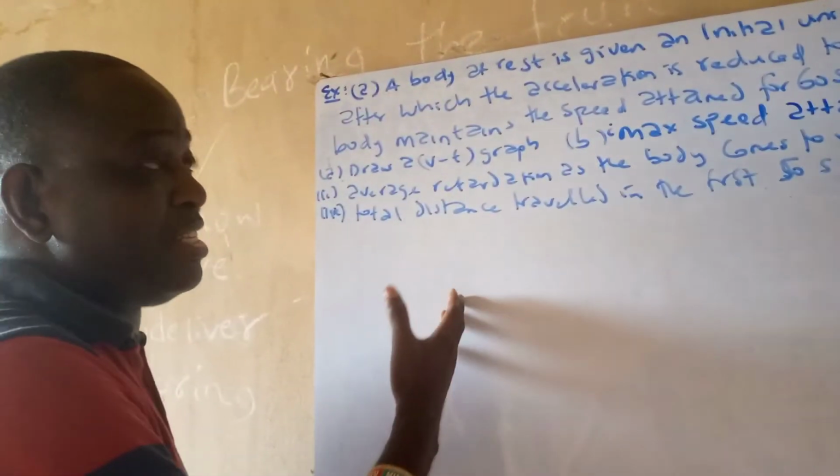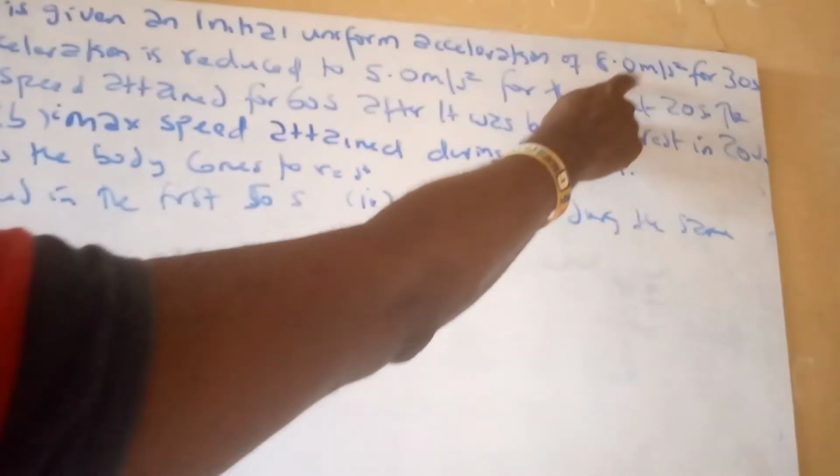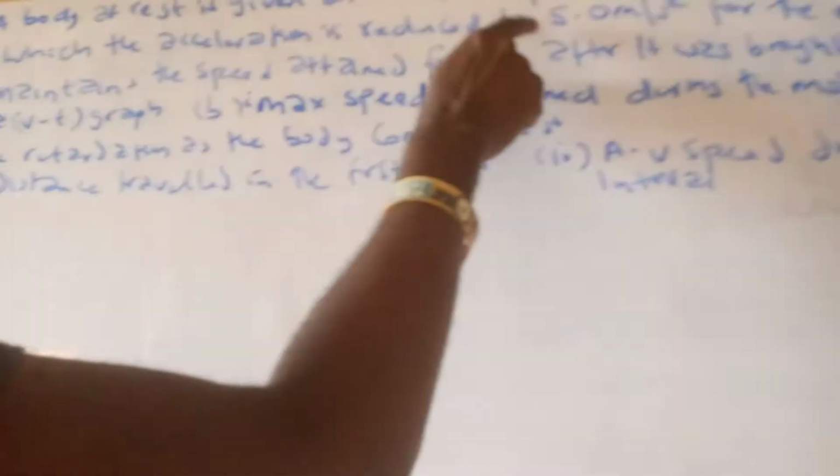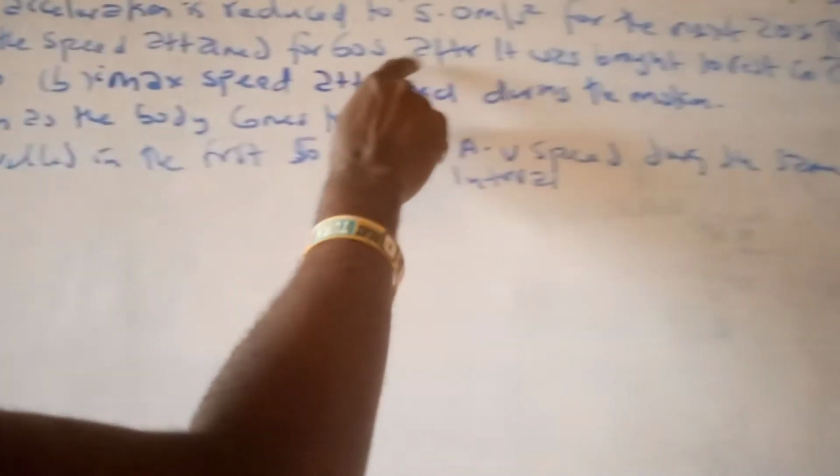We're doing more examples on uniform rectilinear acceleration. Today we have a question that says a body at rest is given an initial uniform acceleration of 8 meters per second squared for 30 seconds, after which the acceleration is reduced to 5 meters per second squared for the next 20 seconds. The body maintains the speed attained for 60 seconds, after which it is brought to rest in 20 seconds. Draw a velocity-time graph.